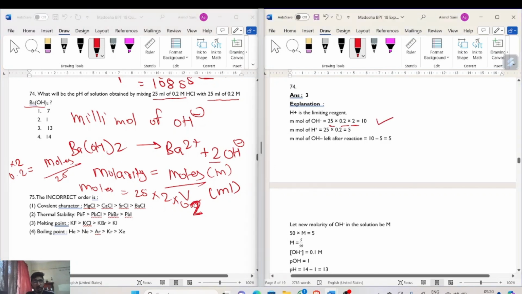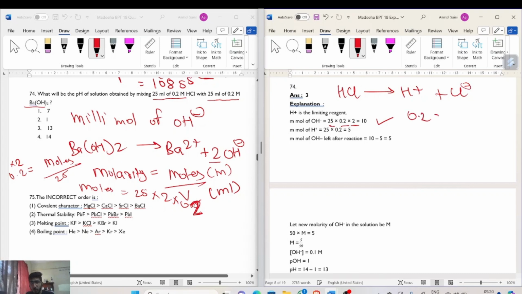Now similarly we will calculate for H plus. HCl will break into H plus and Cl minus. Now we will calculate its moles also. The molarity given here is 0.2, the number of moles we don't know, and the volume of solution is 25 ml. So moles will be 25 into 0.2, which is equal to 5. So millimoles of OH minus is 10, and millimoles of H plus is 5.